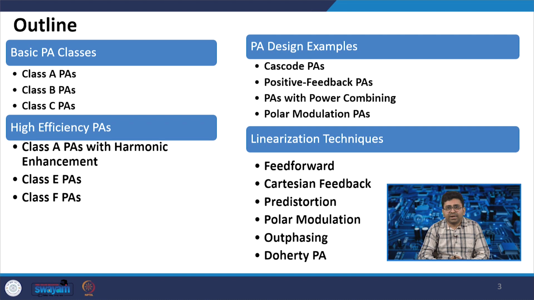There are certain examples we can try to address: a cascode power amplifier, a positive feedback power amplifier, a power amplifier with power combining, and polar modulation can also be used in power amplifiers. Various linearization techniques, because linearity is important. So two things that we mostly target: linearity and efficiency.